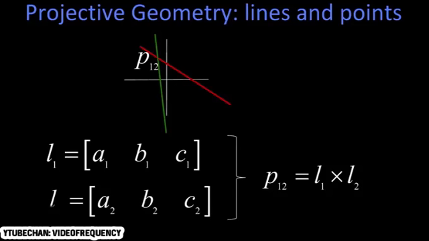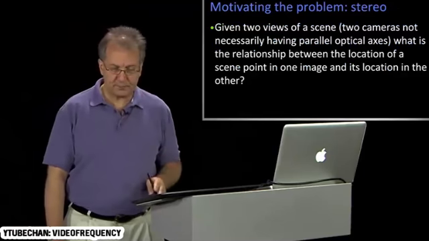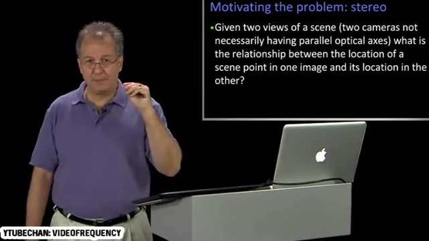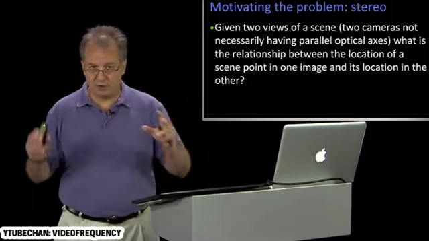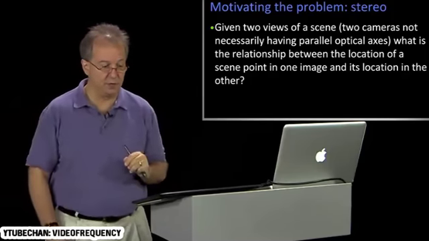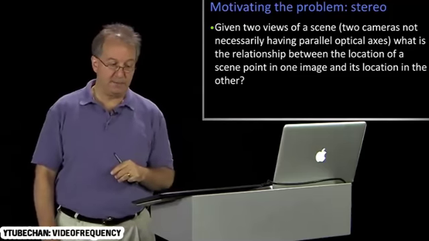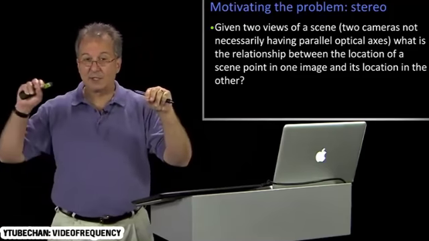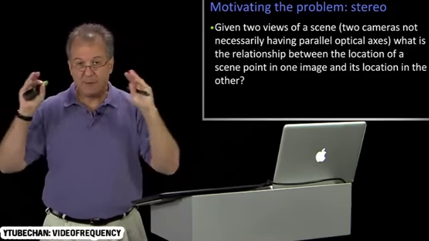And these are some tools that we're going to make use of going forward. So let me motivate the problem. Remember stereo? Twice? Good. All right. So if you have two views of the scene, and these are two cameras that are not necessarily going to have parallel image planes, just two views, what is the relationship between the location of a scene point in one camera and its location in the other camera? That was what we wanted to know.